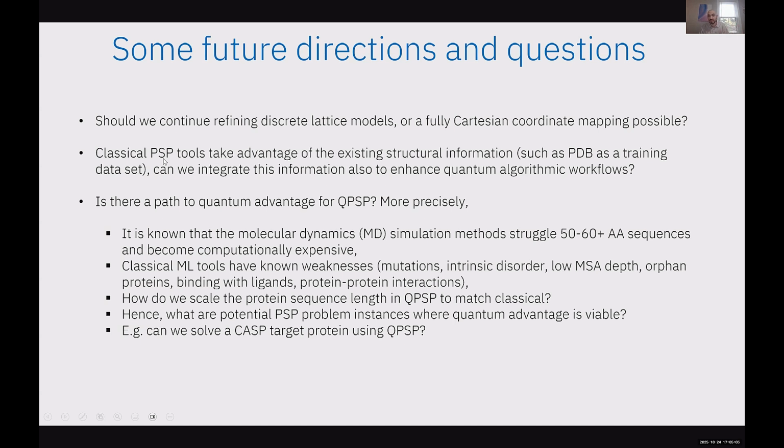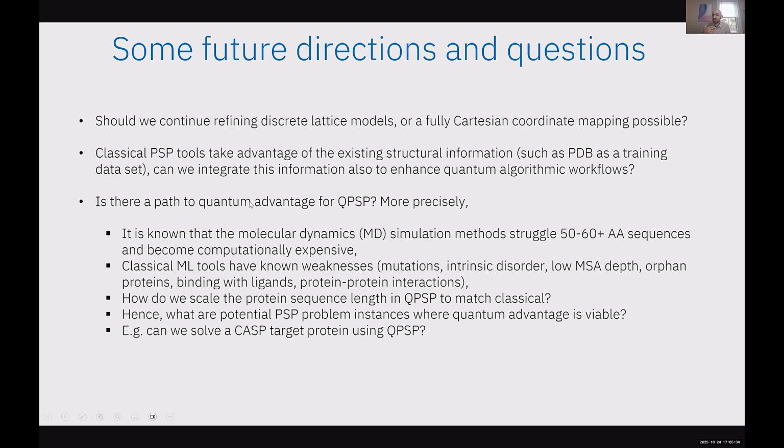And most of the classical tools for protein structure prediction, I'm sure if you've seen it, even Apple has a protein structure prediction tool now called SimpleFold. All these companies have something in the game, but all of them use a very similar idea. They all train some model on existing structural information, but the quantum side doesn't do that. So is there an idea that we can do the same thing on the quantum side as well and build a quantum machine learning or deep learning model on this?